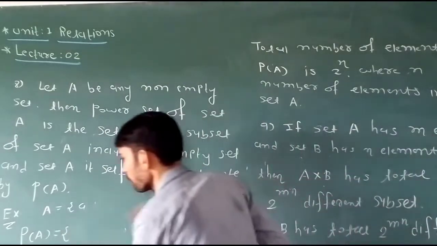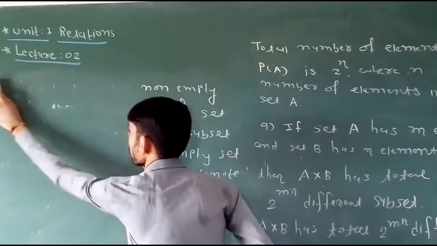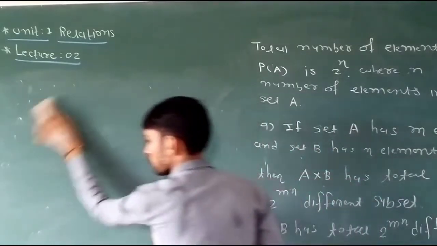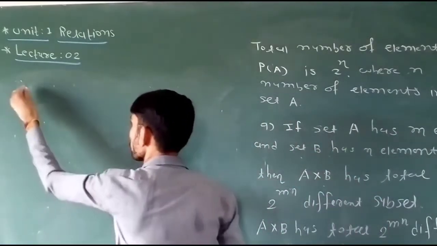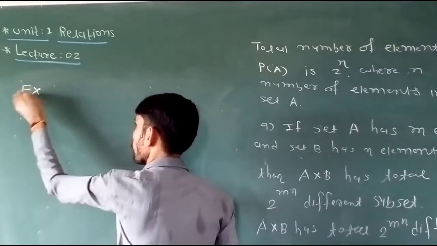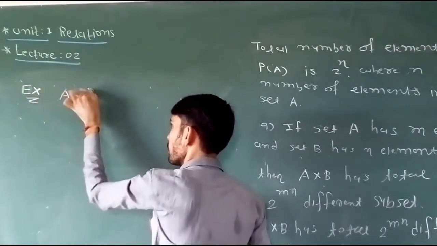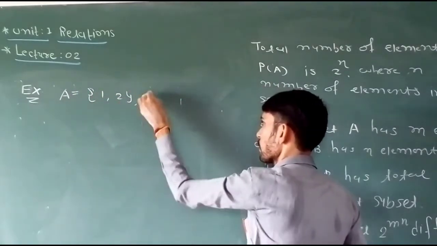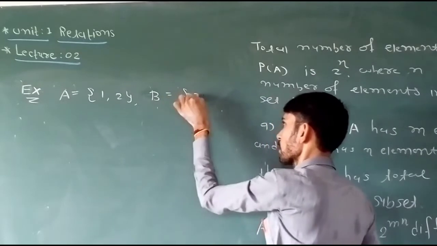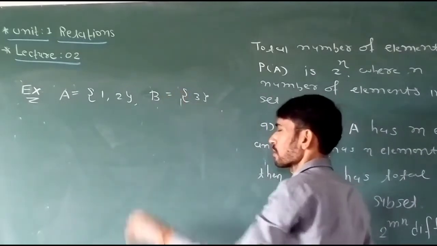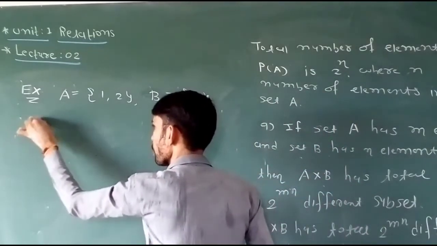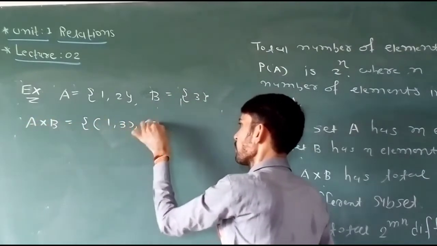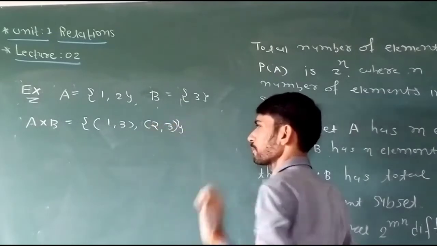So this example here we write. For example, set A is equal to {1, 2}, set B is equal to, here we just consider singleton {3}. So Cartesian product A cross B has 2 pairs: (1,3) and (2,3).